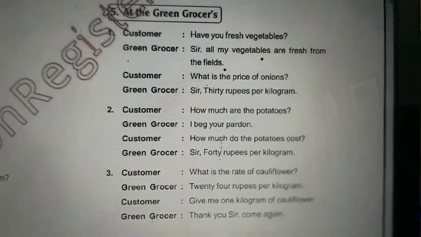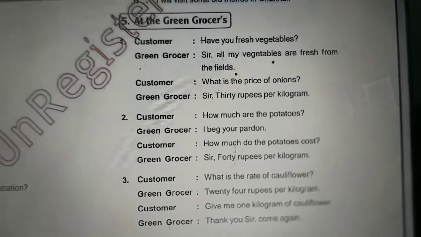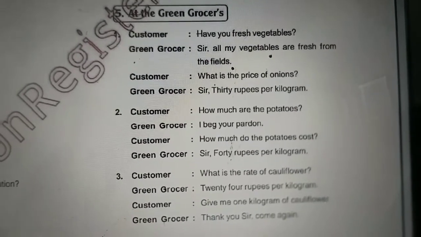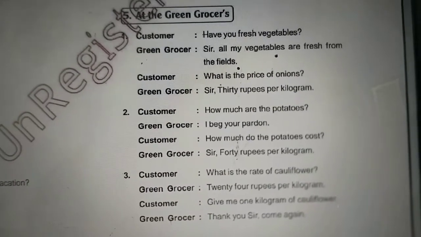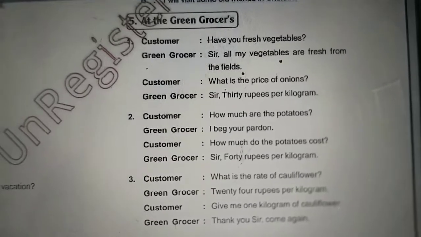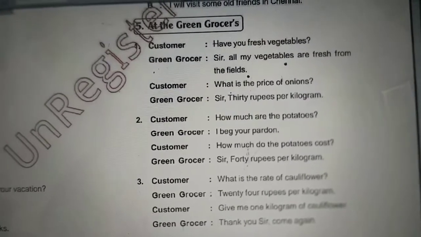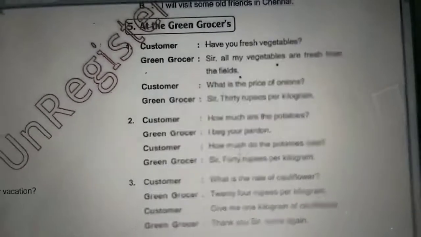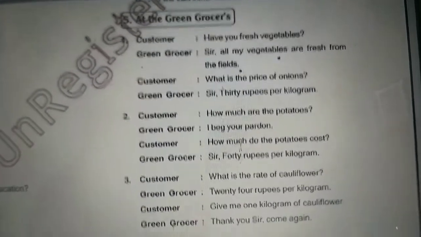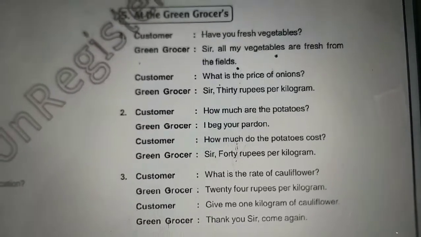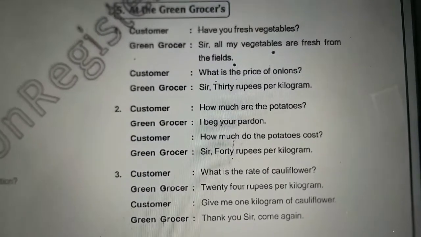So here is the dialogue conversation that happens between the customer and the greengrocer. The grocer is the one who sells vegetables. See, a customer comes to the greengrocer and he questions first, "Have you fresh vegetables?" This is the expectation of every customer. Customer would like to buy only fresh vegetables. So he questions, "Have you fresh vegetables?" "Sir, all my vegetables are fresh from the fields." This is the promise that the greengrocer is giving to the customer. All my vegetables are fresh from the fields.